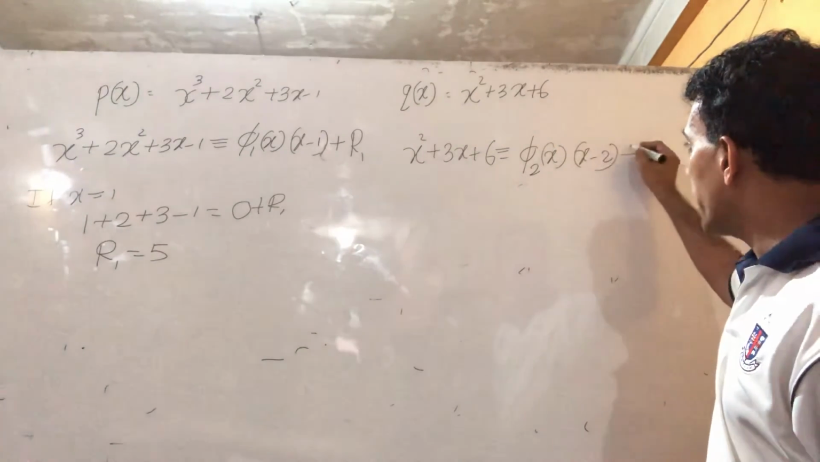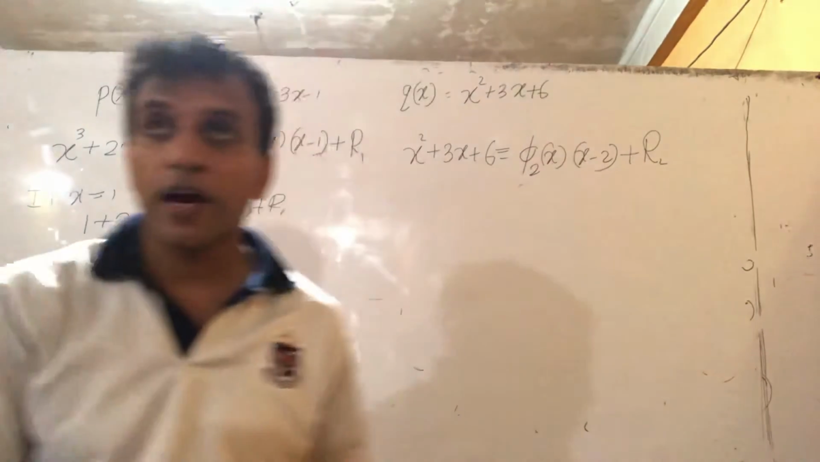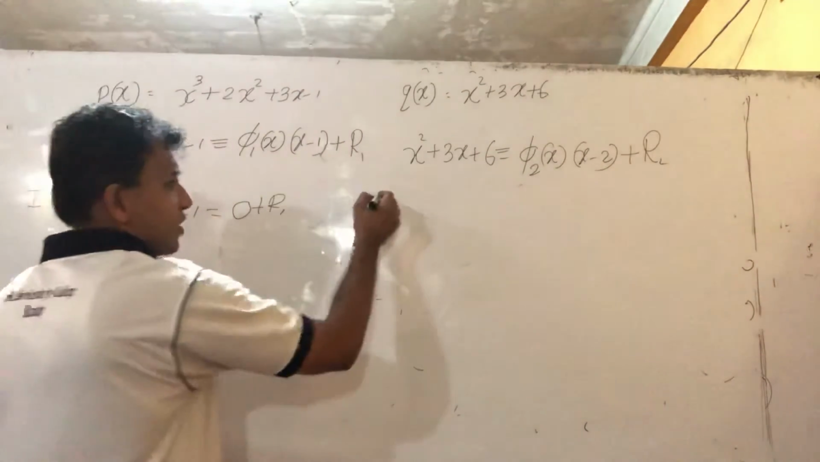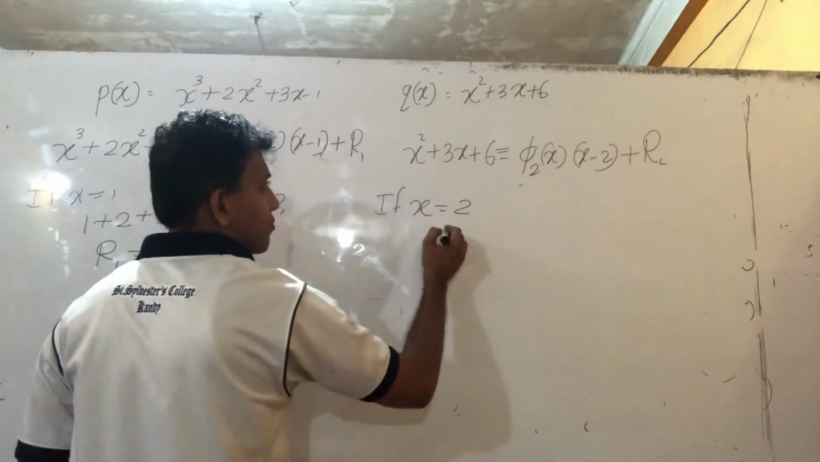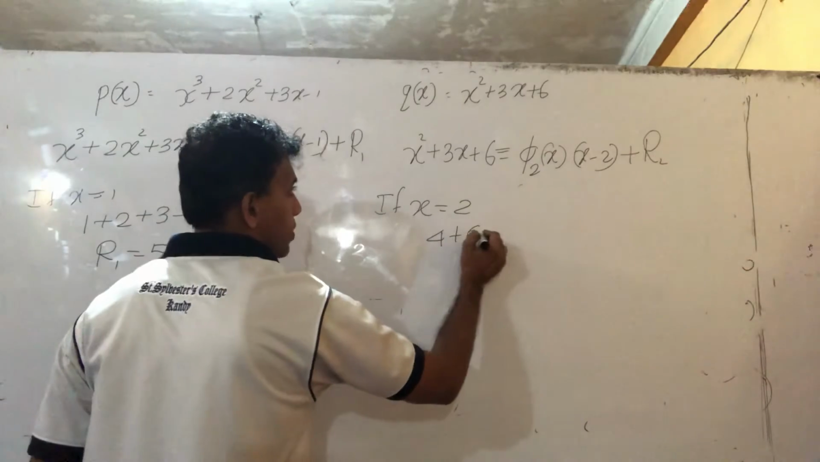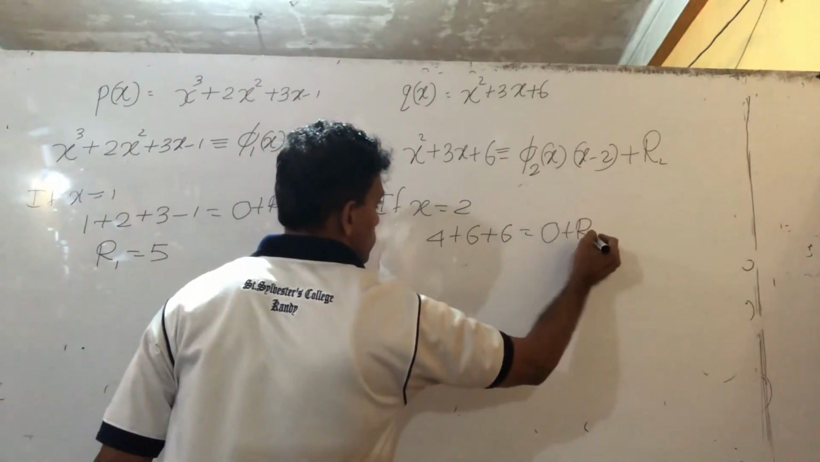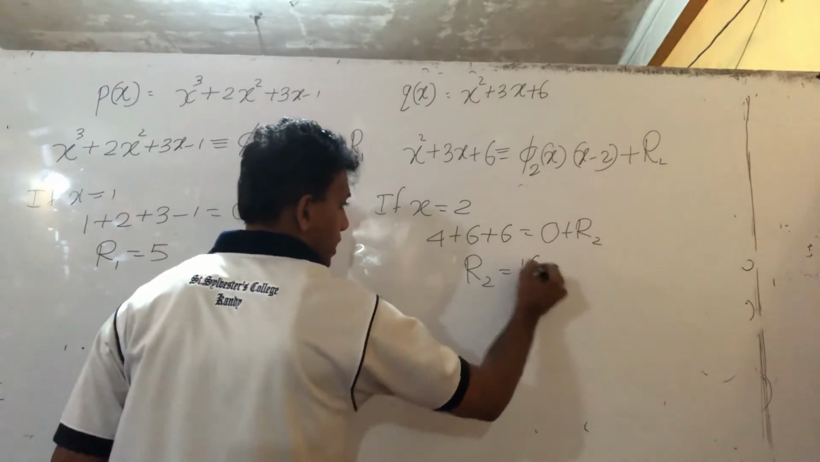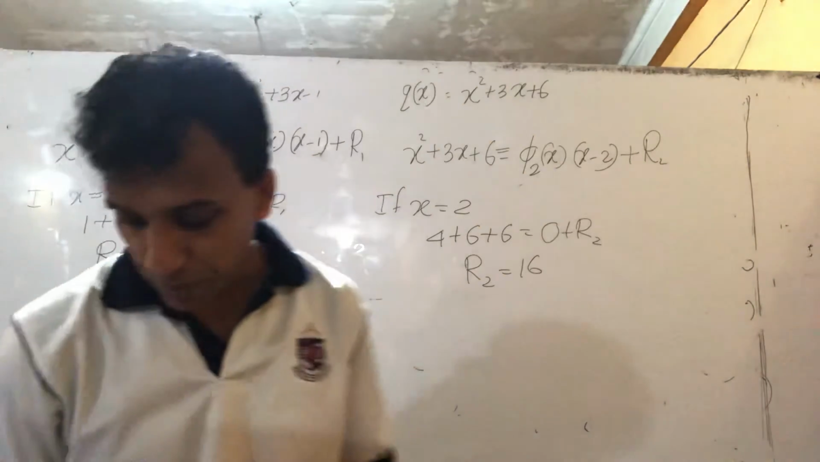Here also we say the remainder is a constant number, say R2. So how to find R2? Make the answer part 0. Put x equals 2. If x is 2, 4 plus 6 plus 6 equals 0 plus R2. Therefore, clearly your answer is 16. The remainder is 16 when you divide by that. Okay, that part is done.